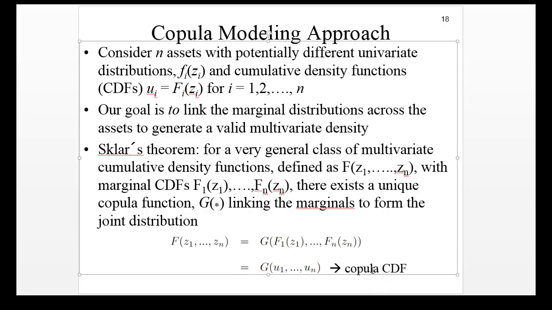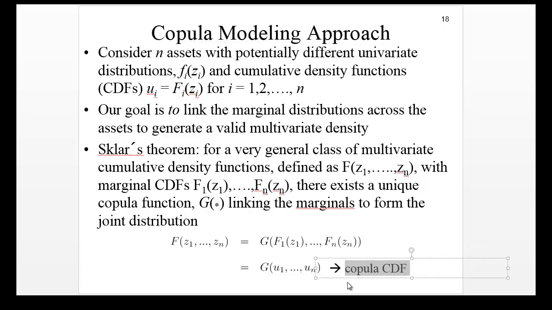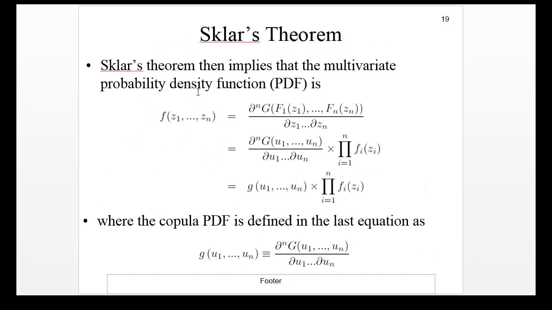And that thing is what we're going to call the copula cumulative distribution function. So this G is going to be your copula cumulative distribution function. And from this G, which is the cumulative distribution function, we can easily get the probability density function by just taking the derivative.